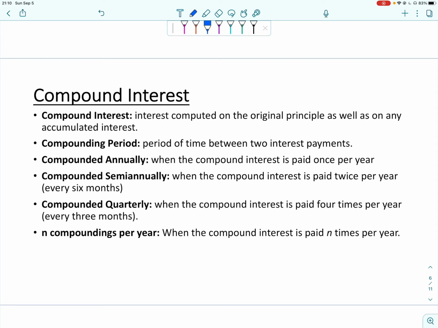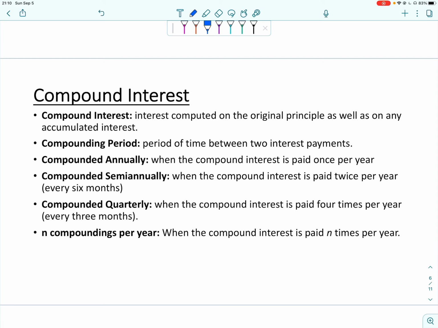This is much more commonly used, compound interest. Not a lot of places actually use simple interest. Most loans, most banks actually use compound interest. And it helps you earn much more quickly. However, it also means you have to pay back more when you are borrowing money.